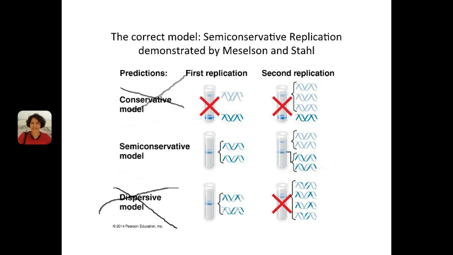The fact that the conservative model and the dispersive model were both eliminated by this experiment does not make them bad scientific hypotheses. On the contrary, a good scientific hypothesis is one that makes predictions that can be tested, even if eventually that means that the hypothesis may have to be abandoned if the results of the test don't support the hypothesis.